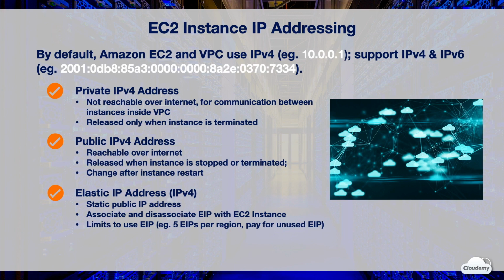After an instance has been associated with an EIP, AWS will release the original public IP assigned to the instance. When you disassociate the EIP, AWS will assign a new public IP to the instance. There are some limits with the elastic IP address. For example, you can have up to 5 EIPs per region. When an EIP is not associated with any instances, there is a small charge for it.